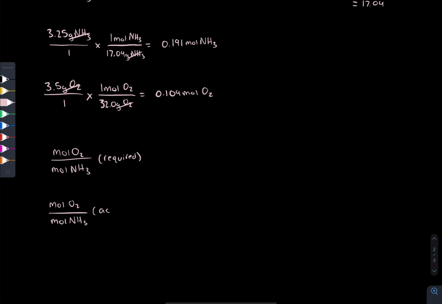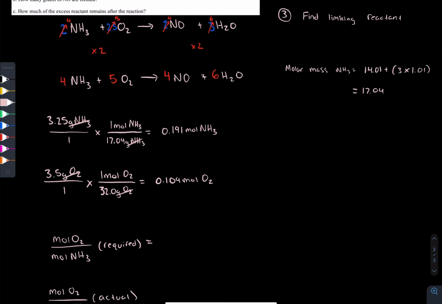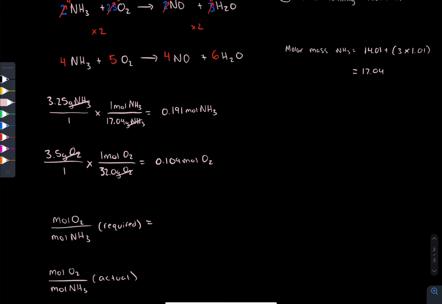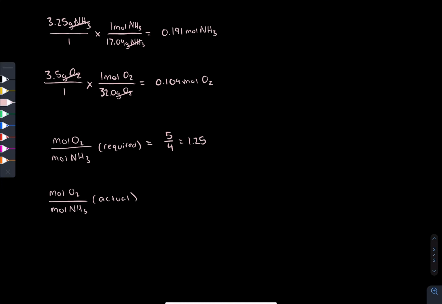And this is going to be our actual. So our required is what is given to us in our balanced equation. So we're required to have 5 moles of oxygen, molecular oxygen, and 4 moles of ammonia. So we'll put that as 5 over 4, and we get 1.25. So our ratio will be equivalent to 1.25 here.